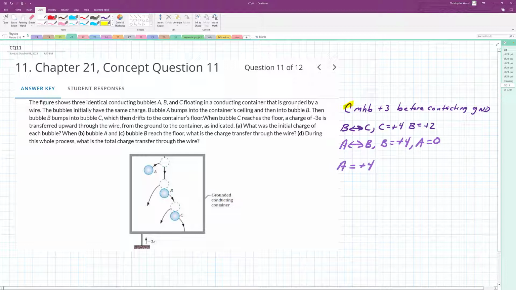Bubble C must have had a charge of positive 3 before contacting the ground, and I know that because negative 3 charges flowed when bubble C made contact, which means, again, bubble C must have been positive 3. In order to attain a charge of positive 3, bubble C, prior to contact with bubble B, must have had a charge of positive 4. And bubble B must have had a charge of positive 2.